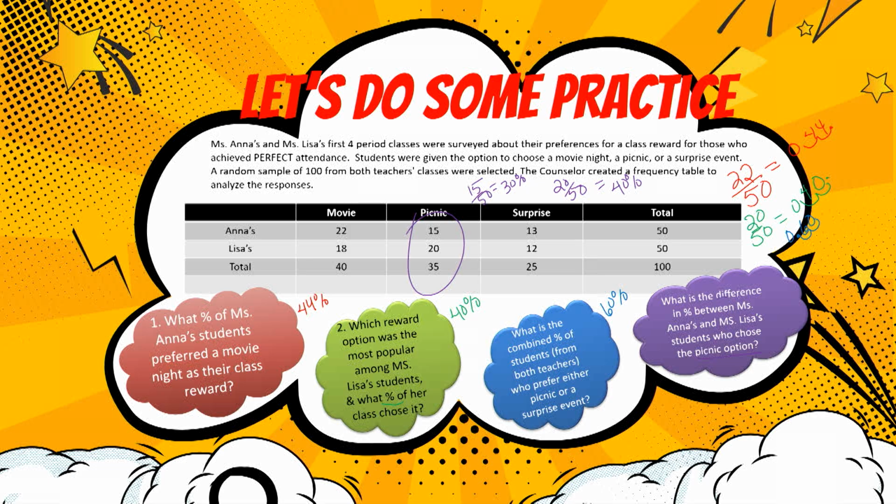So when it says what's the difference, that means I'm doing a subtraction. So 40 minus 30, my difference is 10%.